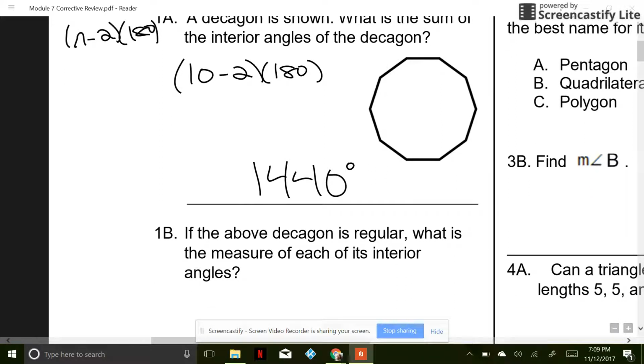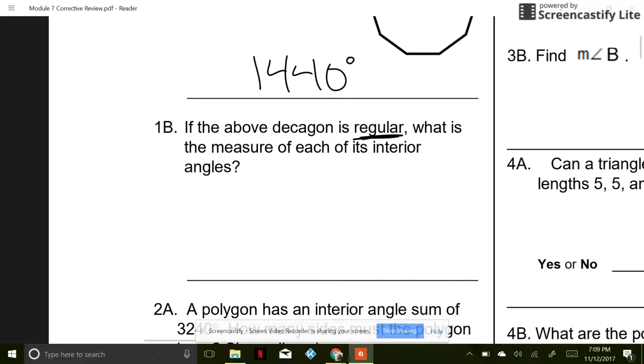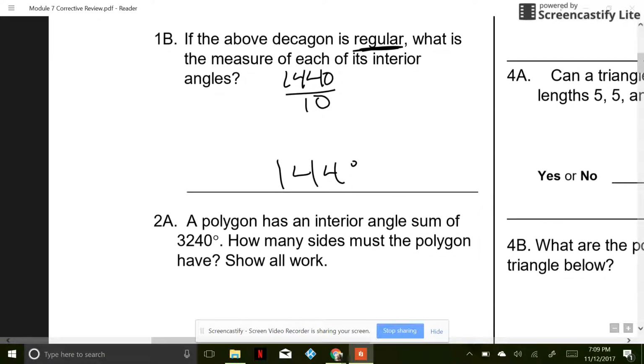If the above decagon is regular, what is the measure of each of its interior angles? The key word here is regular. A polygon is regular if it has all congruent sides and all congruent angles. So if this is a regular decagon, it should have 10 congruent angles inside. If we know the sum of all the angles is 1440, and there are 10 congruent angles, divide the sum by the number of sides and angles, and each angle should be 144 degrees.